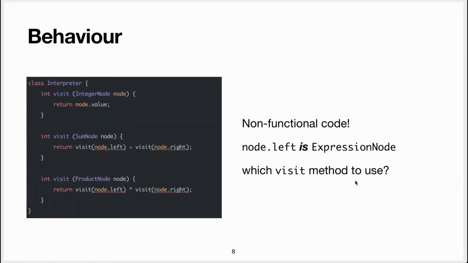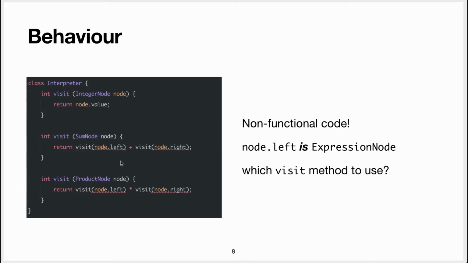So the behavior that we want is that when we evaluate the integer literal, we want the integer. When we evaluate the sum, we want to evaluate left and then evaluate right and return the sum of the evaluated integers. And when we visit the product, we want to evaluate left and right and get the product of that. This is not functional code. See, there's the little red squiggles.